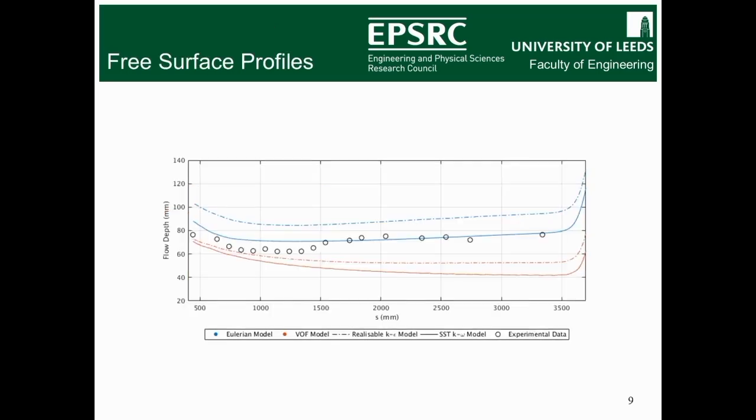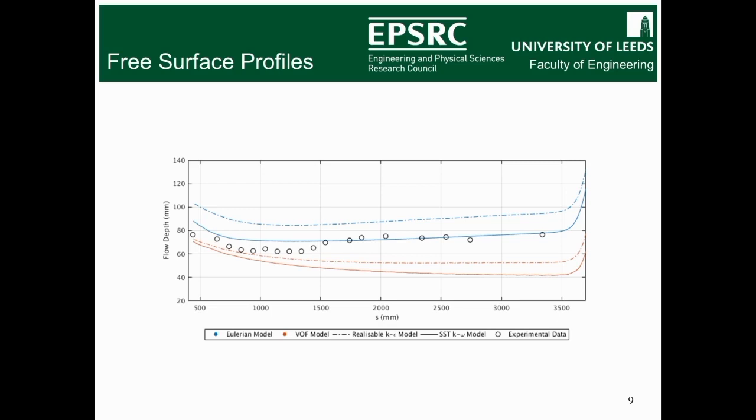And then next we've got some free surface profiles. Here in the experimental data, the inception point is at around 1,500 millimetres on the x-axis. You can see that after this point, the Eulerian model, again with the SST k-omega model, predicts the free surface really well.